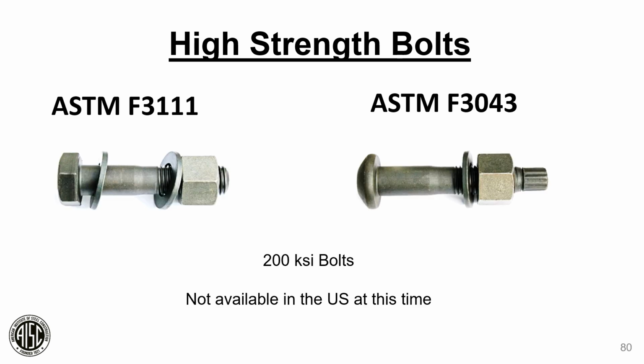I want to talk about these bolts, which are tabulated in the steel manual. They are in the specification ASTM F3111 and ASTM F3043. These are super high strength bolts. These are 200 KSI bolts. They presently are not available in the United States. When we published the last specification, these were available in the United States. Due to manufacturing issues, they are only available in Japan at this time.